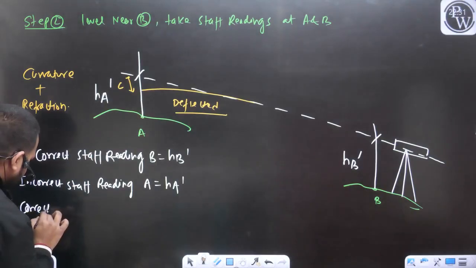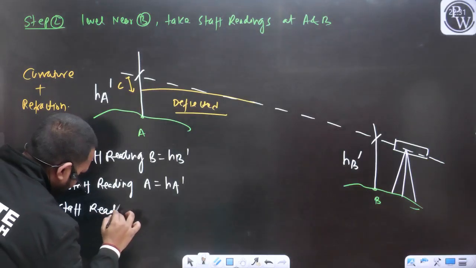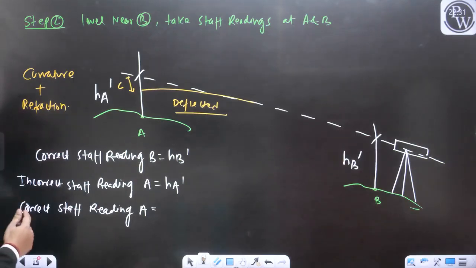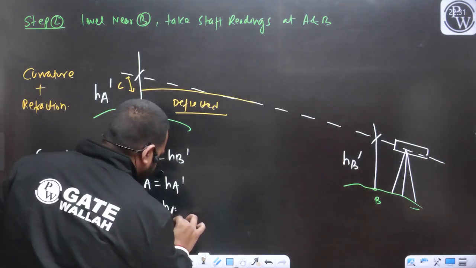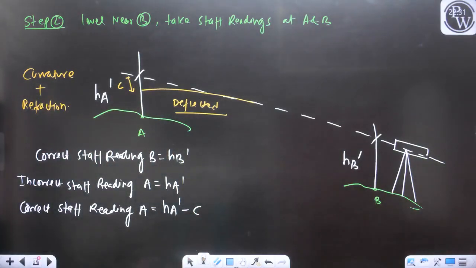Now can you tell me what will be the correct staff reading at point A? So this is going to be nothing but HA dash minus C. Yes or no? So this should be the correct staff reading at station A if we are applying the correction for the curvature, as well as the curvature correction for the refraction.